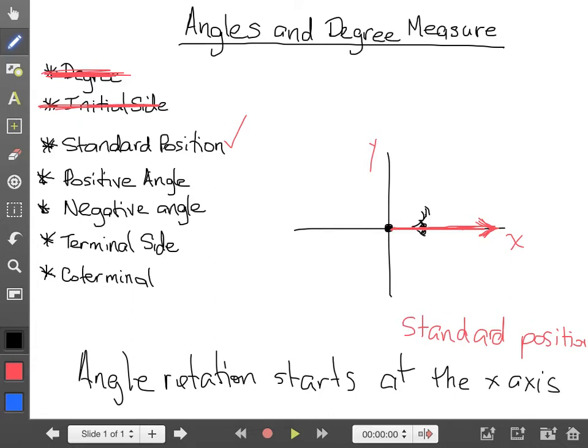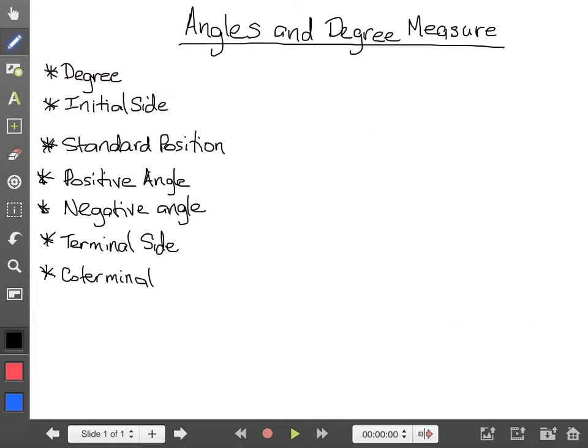So that is what our standard position means, when an angle starts there, where you see this red line, at the x-axis. All right, let's keep going. So we know what degree is, what initial side is, and what standard position is. So let's talk about what a positive and negative angle is together.